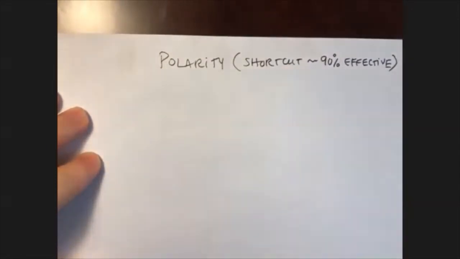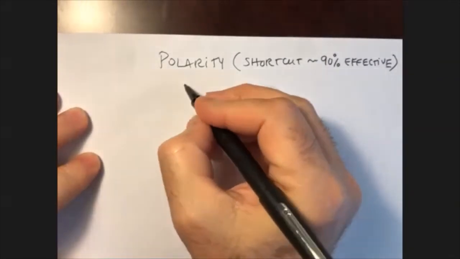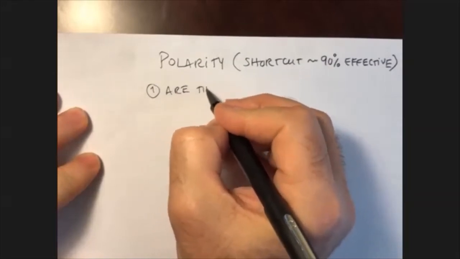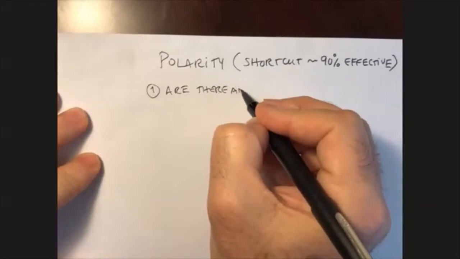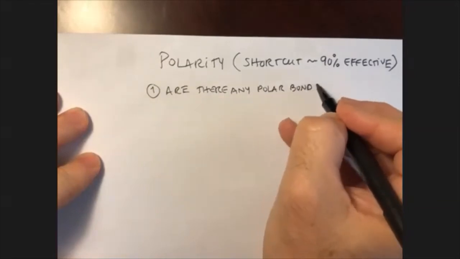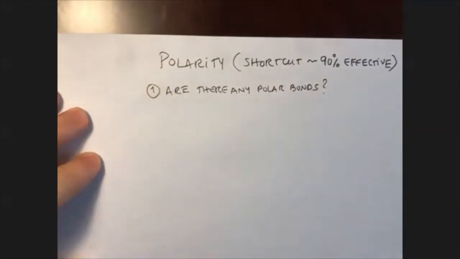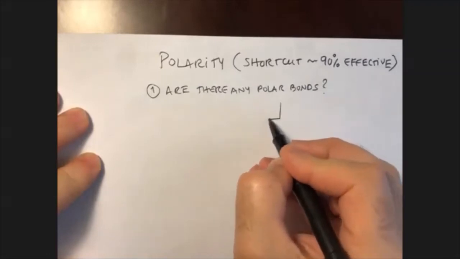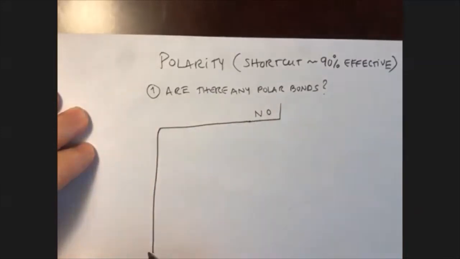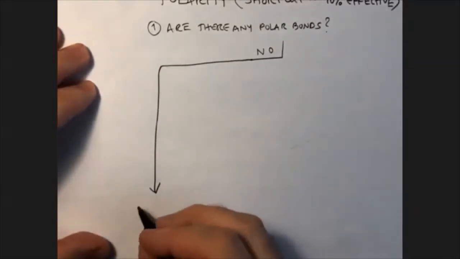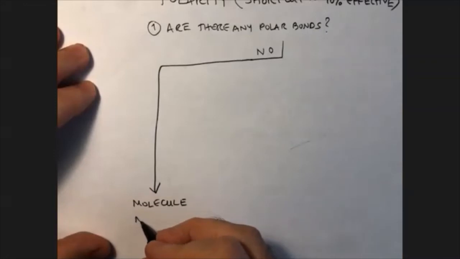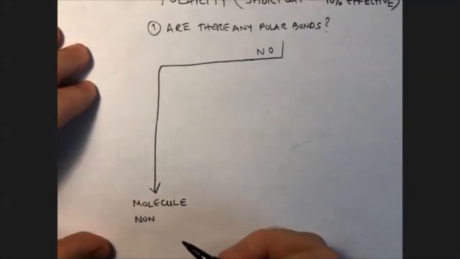I ask myself question number 1. Are there any polar bonds in the molecule? All right. If the answer is no, then my friends, that molecule is not polar, because you cannot have a polar molecule if there are no polar bonds to deal with.